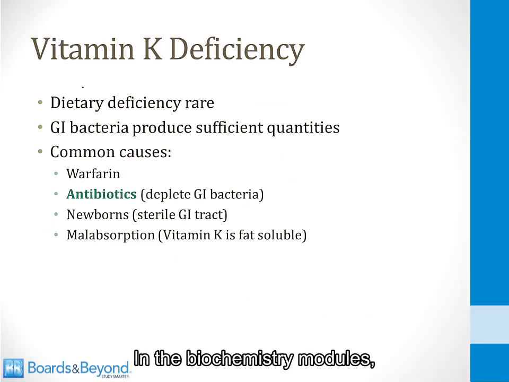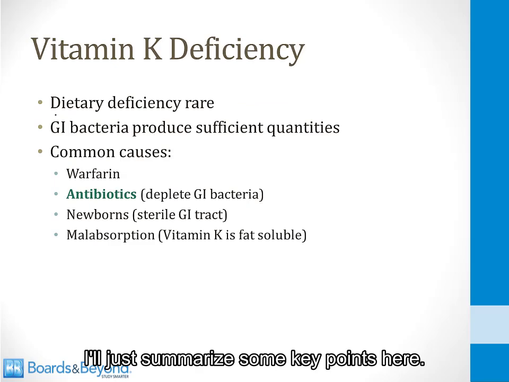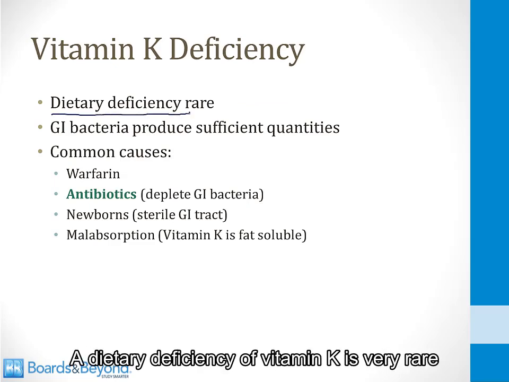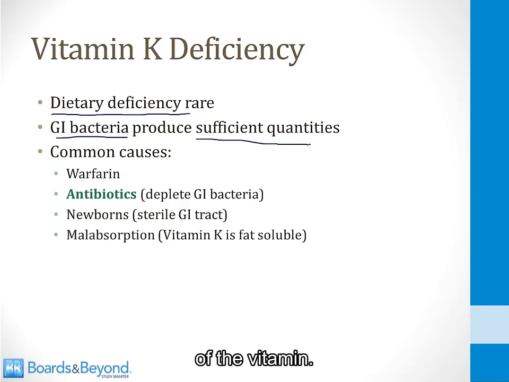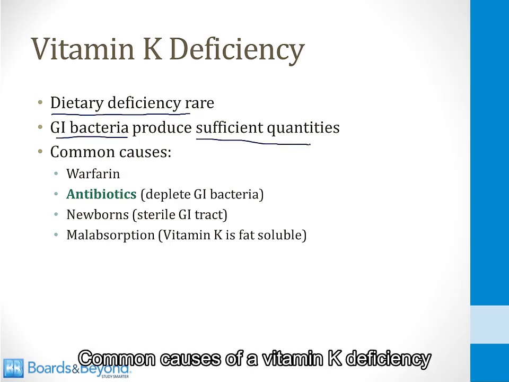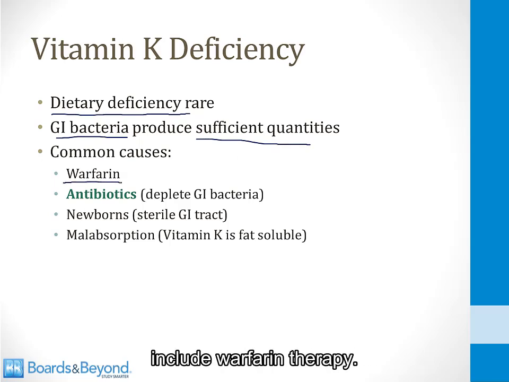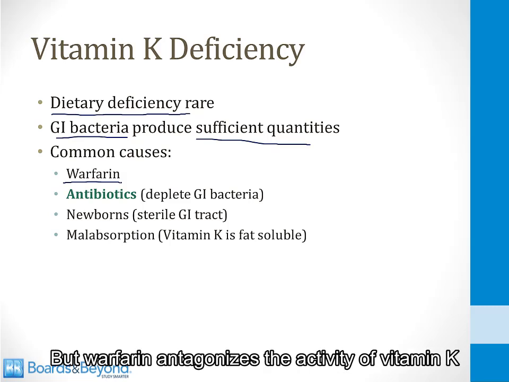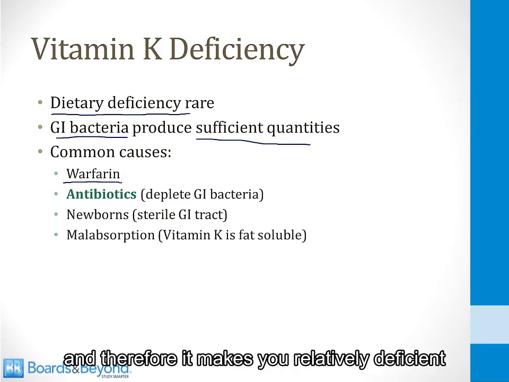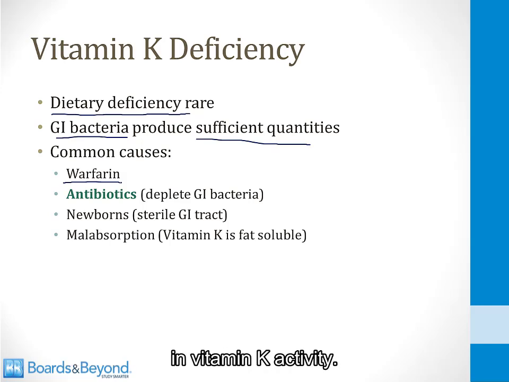In the biochemistry modules, I have a whole section on vitamin K. I'll just summarize some key points here. A dietary deficiency of vitamin K is very rare, and that's because GI bacteria produce sufficient quantities of the vitamin. Common causes of a vitamin K deficiency include warfarin therapy. This isn't really a deficiency of the vitamin, but warfarin antagonizes the activity of vitamin K, and therefore it makes you relatively deficient in vitamin K activity.